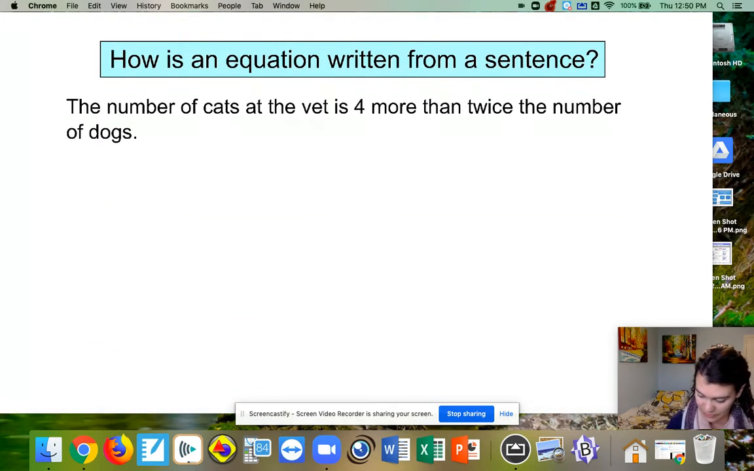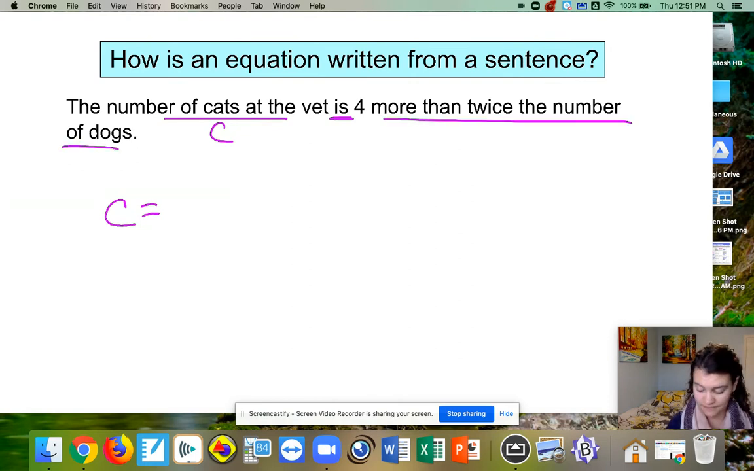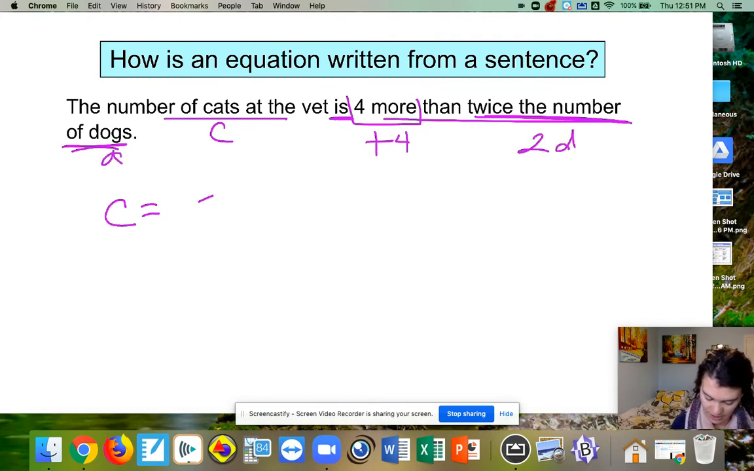I'll do another example. If the number of cats at a vet is, so let's say the number of cats is c. So c equals, or c is, 4 more than twice the number of dogs. So plus 4, twice the number, so twice would be 2 times, we'll say d is dogs, so 2d. So you write the number of cats is 2d plus 4, or 2 times the dogs plus 4 more.